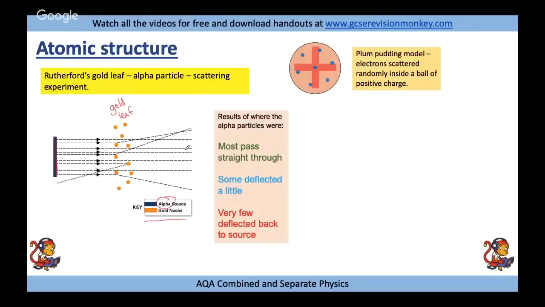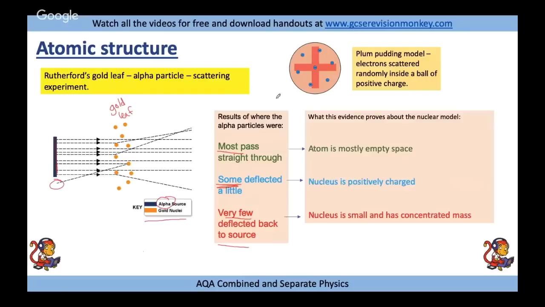Okay, well, what did they actually find? They found that most did pass straight through, but some were deflected a little bit. And this one, they're really unexpected. Very few, a tiny number, deflected back to the source. They actually rebounded back to where they came from. Now, this proved to us that this model couldn't be right. And this is what it did prove.